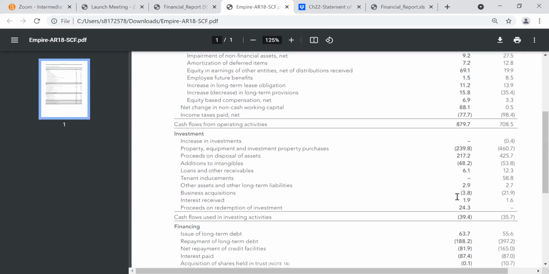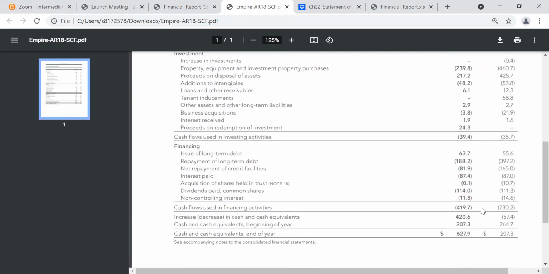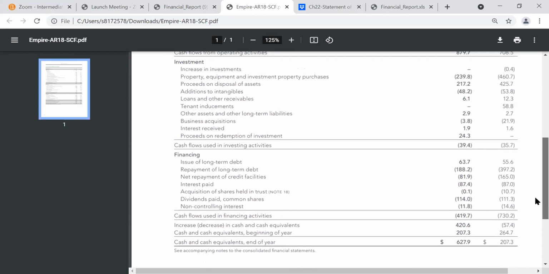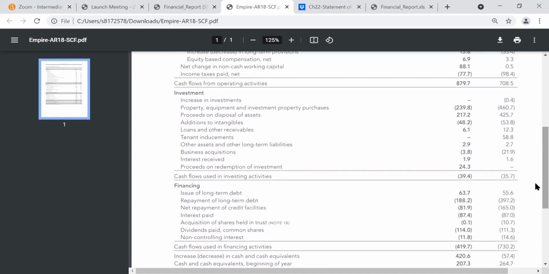There is a net outflow for investing activity, but minimal. And quite a lot of cash was used for financing activity. I think 2017 is very similar, except a lot more cash was used in financing activity, right? So the main source will be operating activity, and the main use will be financing activity. The net investment in investing activity is small.